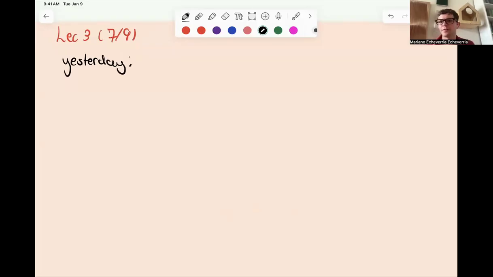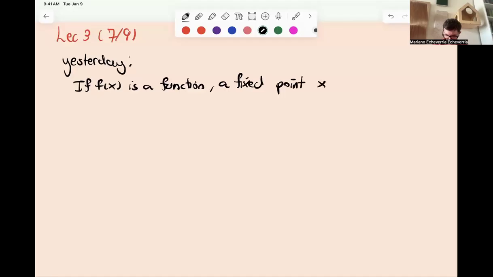The idea of a fixed point of a function: if you have a function, a fixed point is a point where the function does nothing to it, so that it is fixed by the function. That's where the name comes from.